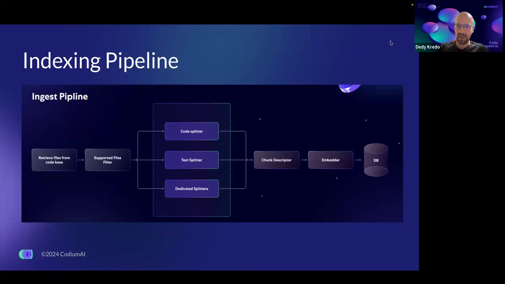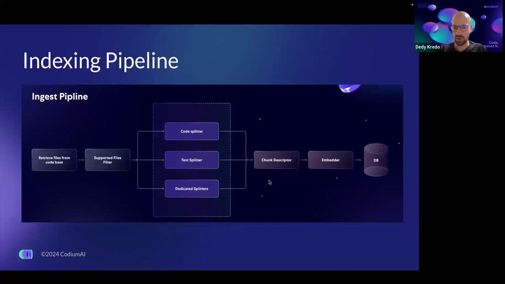Cool. So at a high level, this is the pipeline that we do for the indexing part. First, we need to retrieve the file from the code base. There is a set of supported files that we filter. For example, we may not support some obscure file that we don't know how to handle. Then we have different splitters that split the code into chunks, for code and for text. And there are dedicated splitters and chunking strategies for different use cases, and I'll touch on that in a few minutes.